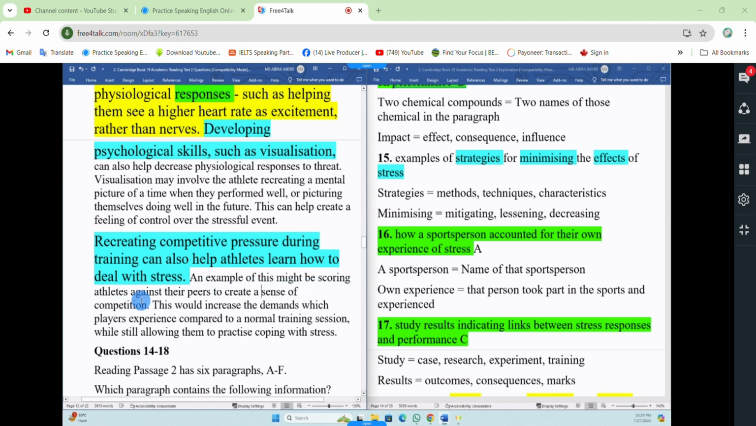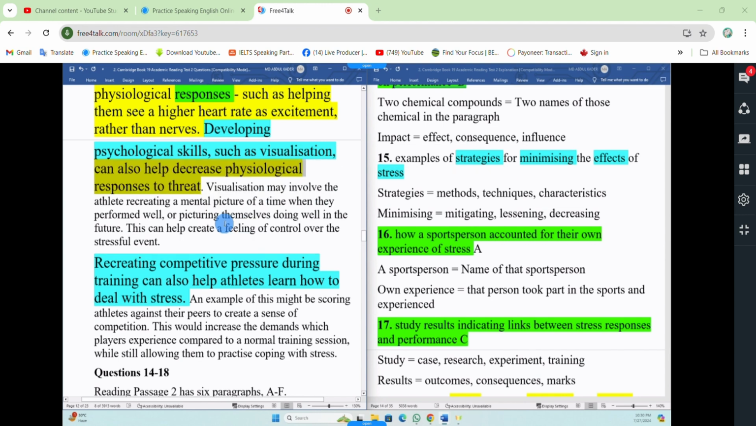An example of this might be scoring athletes against their peers to create a sense of competition. This would increase the demands which players experience compared to a normal training session while still allowing them to practice coping with stress. Okay, so example of strategies for minimizing the effects of stress. For minimizing, yes, can decrease physiological responses to threat. Yes, we got the word.